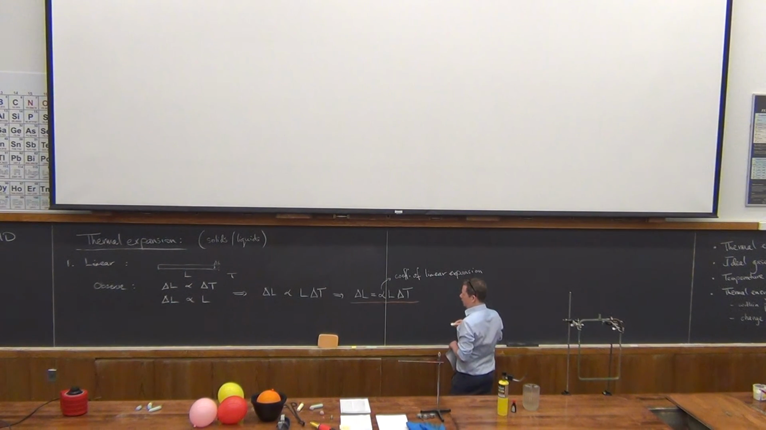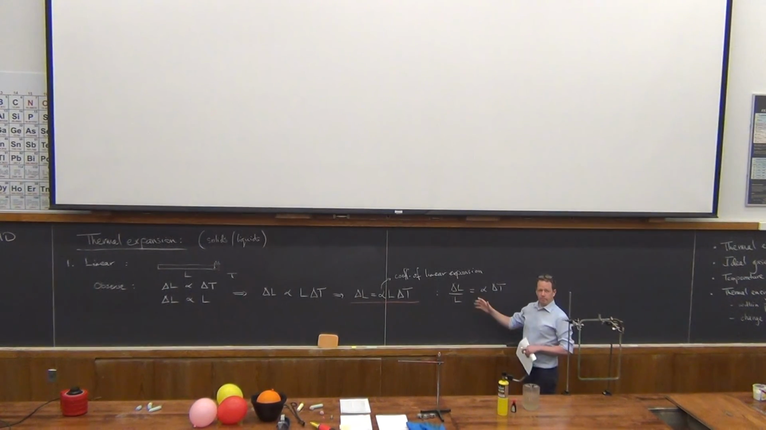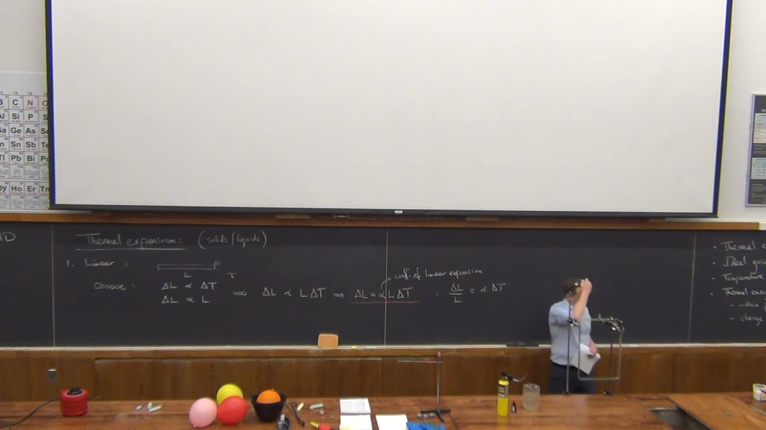So if you like, I can recast this in slightly different terms. Delta L over L, the change of length, equals alpha delta T. Okay, so that's the fractional or proportional change of length. And I'm going to try and make this a little more tractable for you guys as well, because this is annoying.